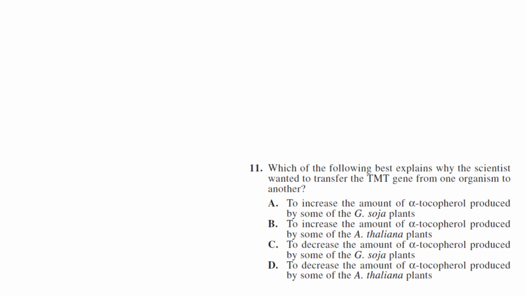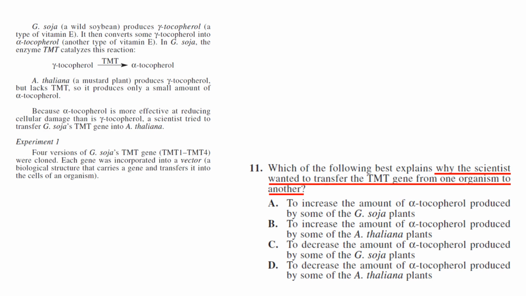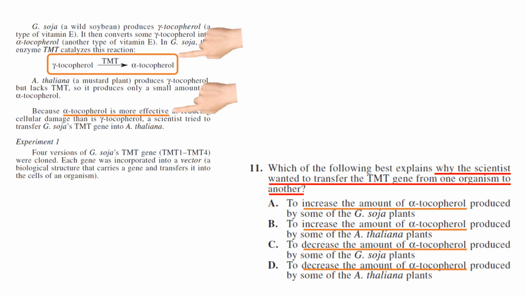Number 11. Which of the following best explains why scientists wanted to transfer the TMT gene from one organism to another? We're going to probably find this in the reading. Let's look at our answer choices. We have, are they looking to increase the amount of gamma tocopherol or decrease the amount? And we should know already from our previous questions, they really want to increase that.